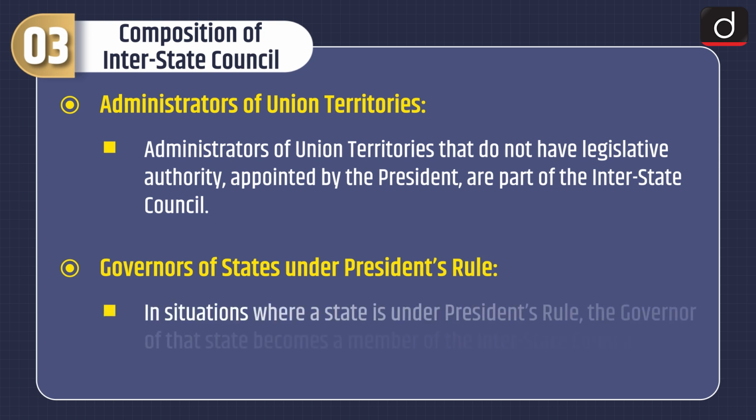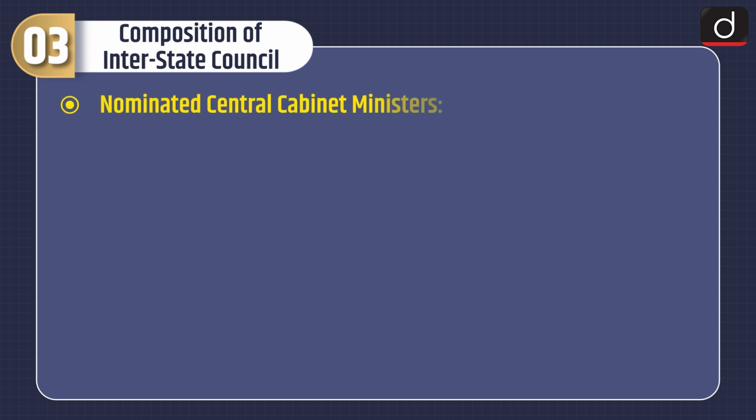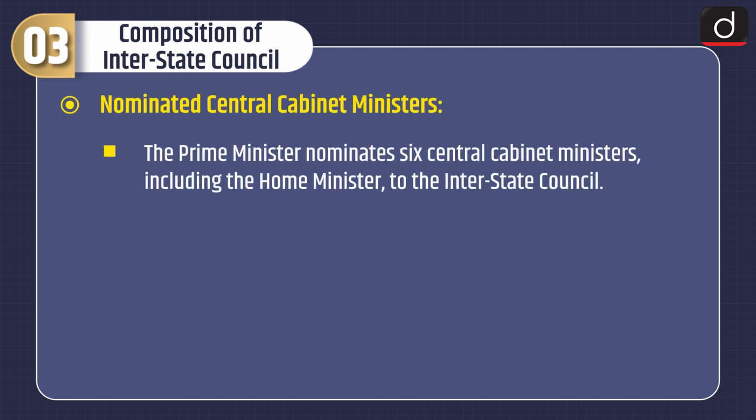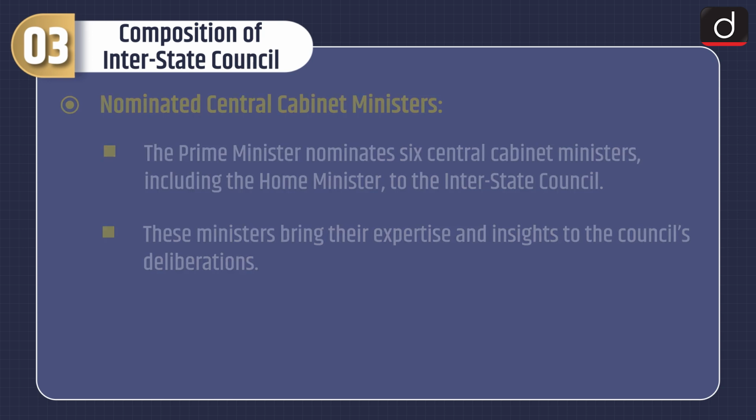Governors of states under President's rule. In situations where a state is under President's rule, the governor of that state becomes a member of the Interstate Council. Nominated Central Cabinet Ministers. The Prime Minister nominates 6 Central Cabinet Ministers, including the Home Minister, to the Interstate Council. These ministers bring their expertise and insights to the Council's deliberations.